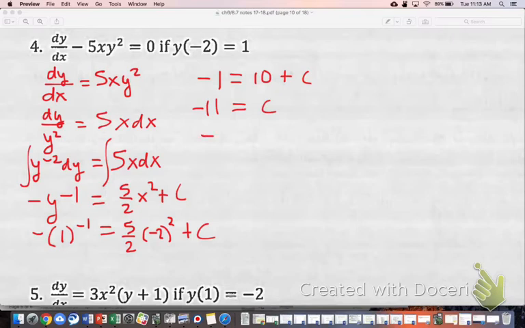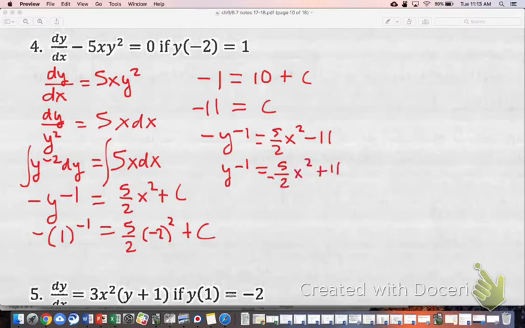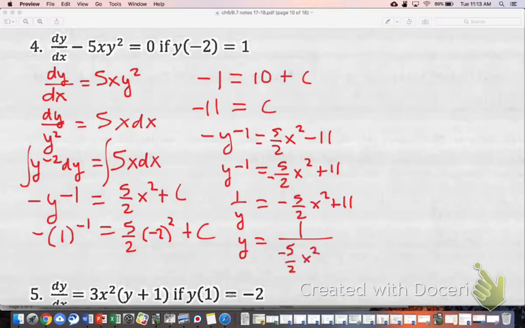So then if I did negative y to the negative 1 equals 5 halves x squared minus 11, I still have to find y. I still have to solve for y. We kind of did one like this, right? I could multiply through by the negative. I'd get y to the negative 1 equals negative 5 halves x squared plus 11. And then I could essentially flip and multiply over. But essentially, aren't I going to get y equals 1 over negative 5 halves x squared plus 11? Oops. That makes sense? Okay.